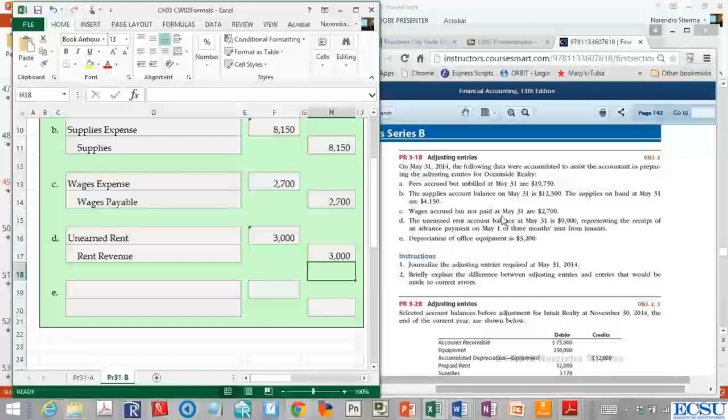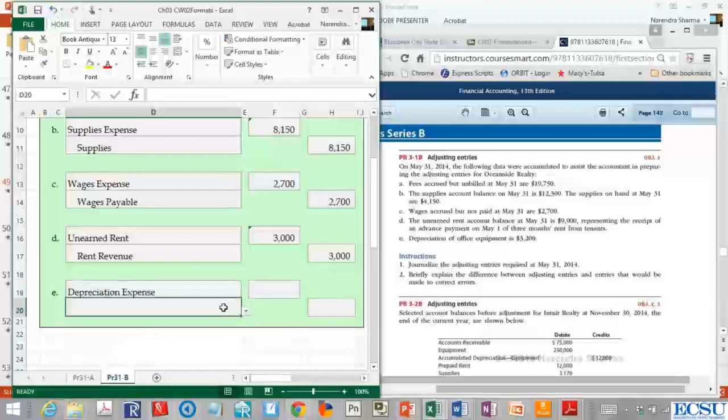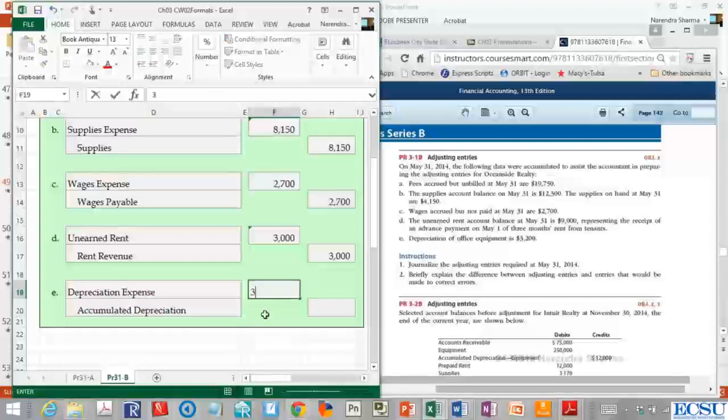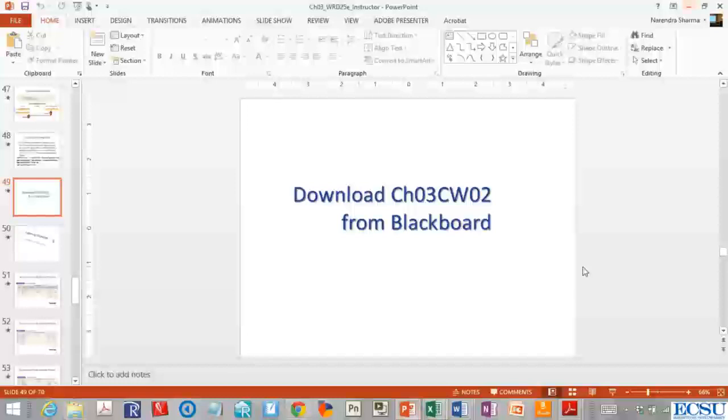And the next one is depreciation of office equipment. As I've been saying, as soon as you see depreciation, it should be depreciation expense and credited to accumulated depreciation. The amount is 3,200 and 3,200. Okay, so that's how you will handle that part of the problem, that is problem 3.1b. So we have completed those two demonstration problems.